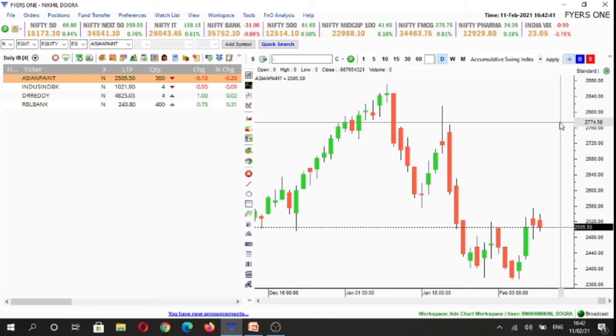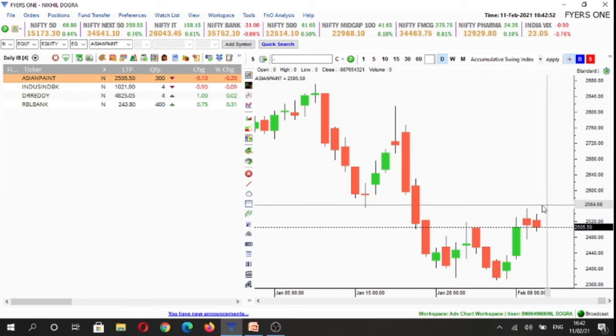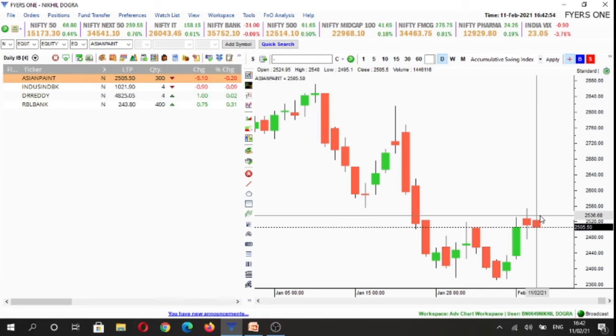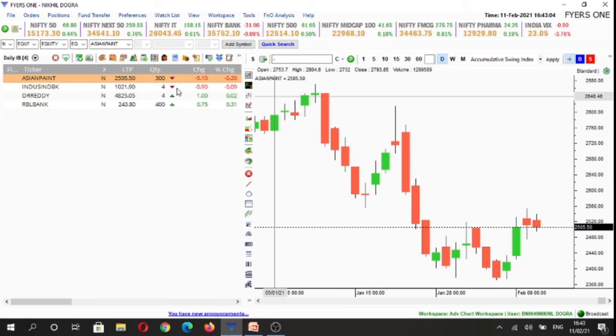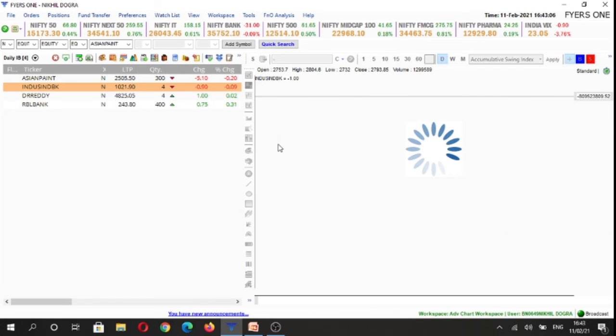Now we would be analyzing our stock watch list for tomorrow. The stocks that we have chosen are Asian Paint, IndusInd Bank, Dr. Reddy, and RBL Bank. So Asian Paint is an inside candle on the daily time frame. So we'll look for buying opportunity above 2,540.1 levels, or we'll look for selling opportunity below 2,495 levels. And in between the high-low range, we'll not be making any trade in Asian Paint.